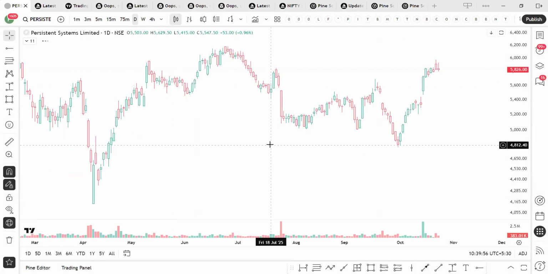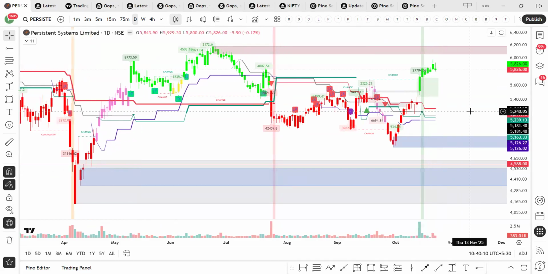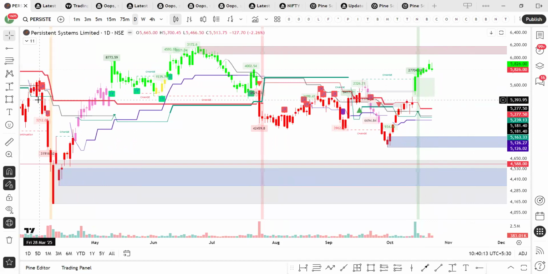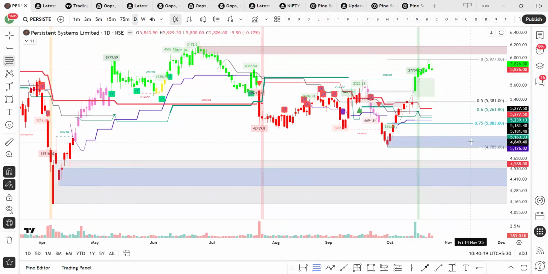Persistent. Yes, so persistent, we can see everything is favorable for bulls. Here the PFI numbers were not favorable for bulls. Here it is favorable. I may expect a retracement. I would like to take a retracement entry. It has turned green. So I want a retracement.